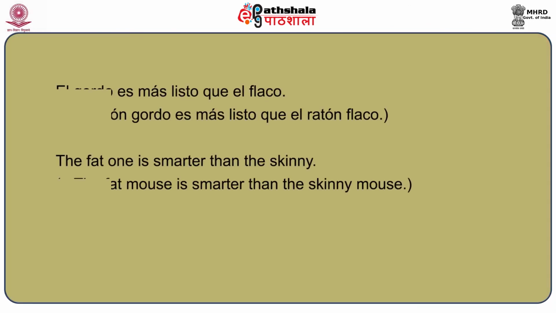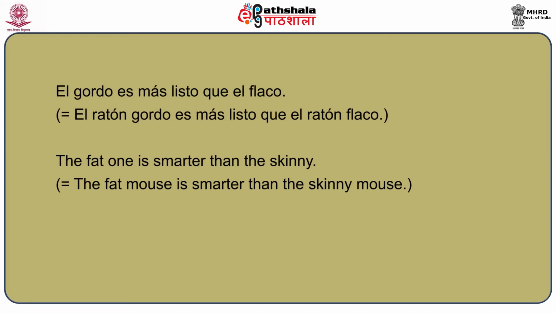Nominalization with el, la, los, las. In this case, there is always a noun that is omitted and the context indicates which noun it is. El gordo es más listo que el flaco. I repeat, el gordo es más listo que el flaco.